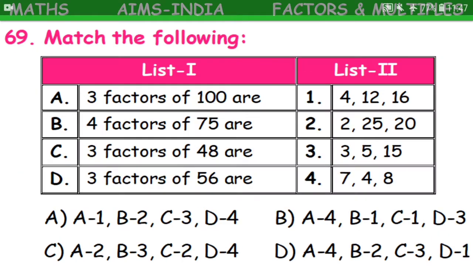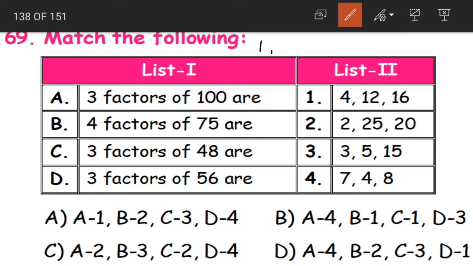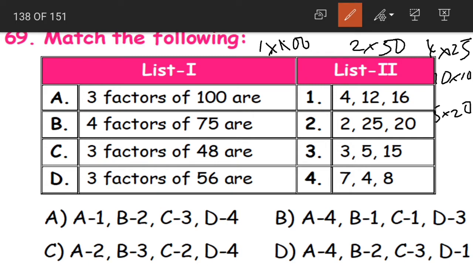Yes, children? Next question. Again, we have another match the following here. In list 1, we are having 3 factors of 100 are. And in list 2, what are the factors of 100 actually? We have 1 hundreds are, 2 50s are, and then we have 4 25s are, and then we have 10 10s are, and then we have 5 20s are. Yes, children, so all these are our factors of 100.